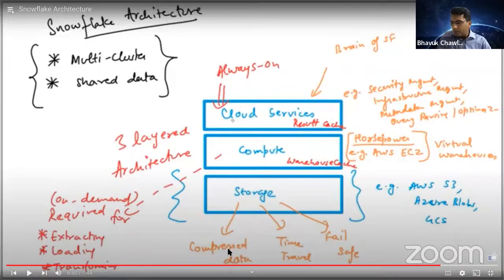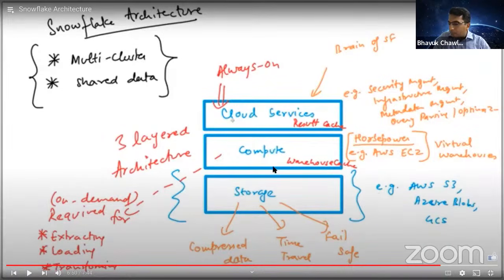All data is compressed and in columnar format so that querying is easier, including historical data. Time travel can be performed; you can go back in time. It's also part of the storage layer. And fail safe: once the time travel period is over, you can request Snowflake support to recover your data. It's like retrieving data from your recycle bin. The fail safe period is 7 days after the time travel period. So this is the storage layer, which can be S3, blobs, or Google Cloud Storage.